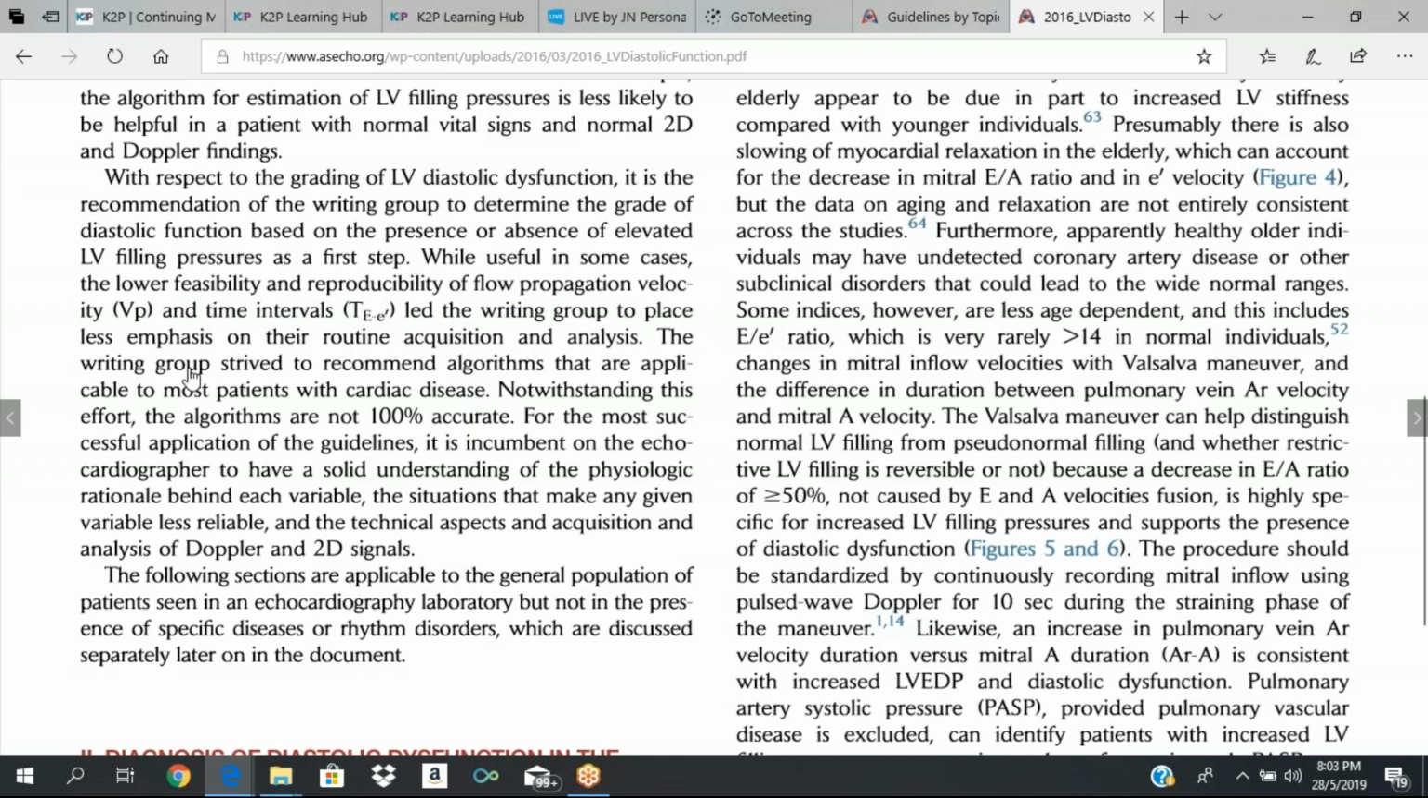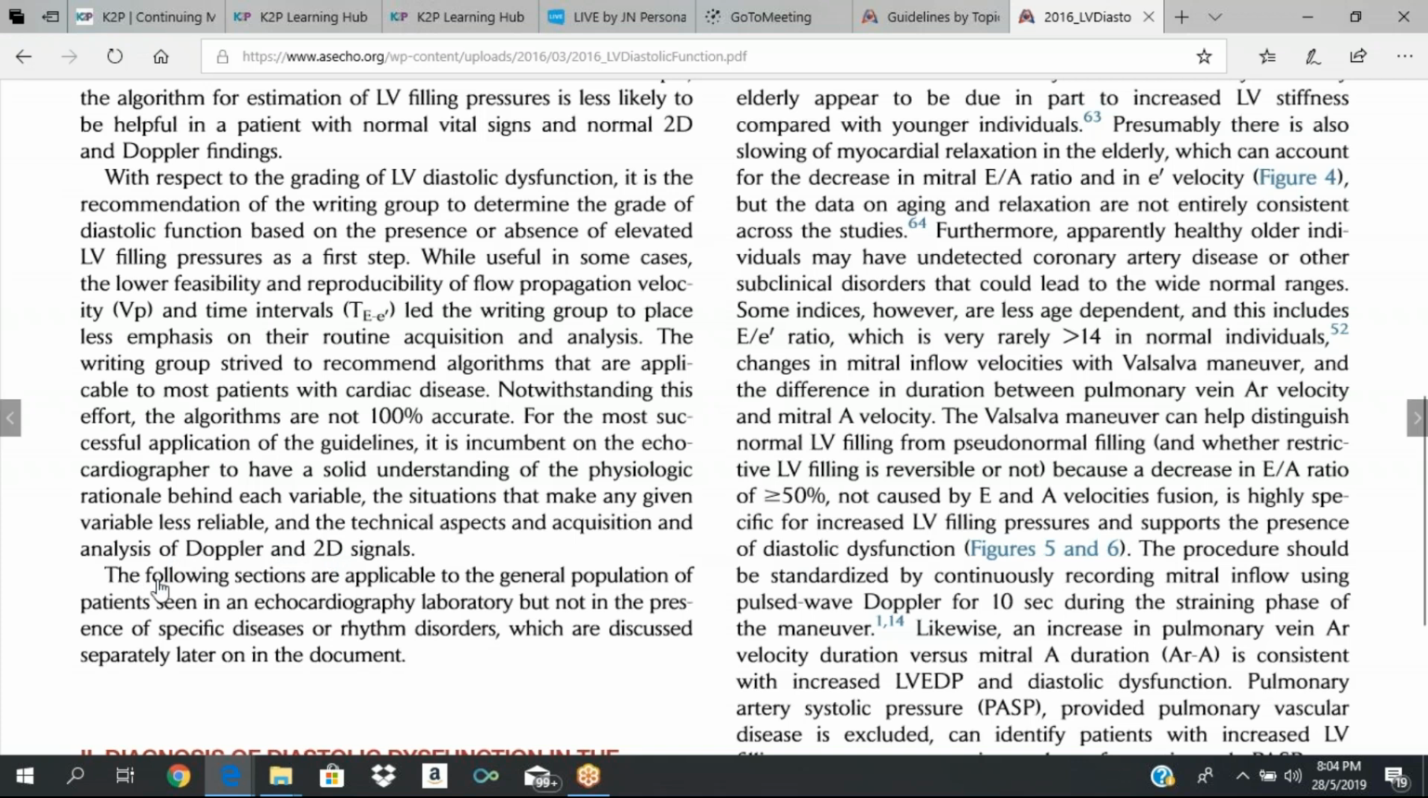Essentially, the writing group strove to recommend algorithms that are applicable to most patients with cardiac disease. Notwithstanding this effort, the algorithms are not 100% accurate. For the most successful application of the guidelines, it is incumbent on the echocardiographer to have a solid understanding of the physiologic rationale behind each variable, the situations that make any given variable less reliable, and the technical aspects in acquisition and analysis of Doppler and tools. So you do a very good study.